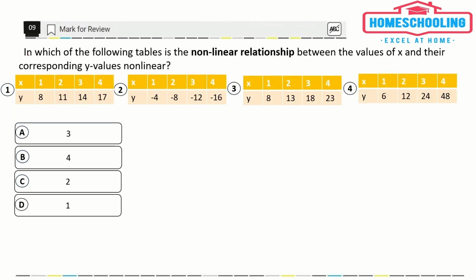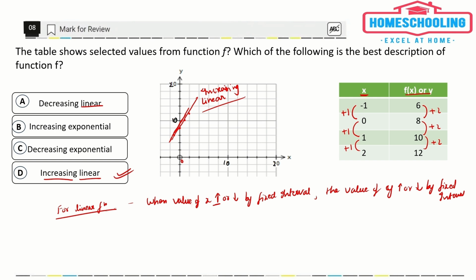In the question, it is asked in which of the following tables is there a non-linear relationship between the value of x and the corresponding value of y. As we have read in the linear function, when the value of x increases or decreases by a fixed interval, the value of y also increases or decreases by a fixed interval. And those that do not follow this are called non-linear functions.